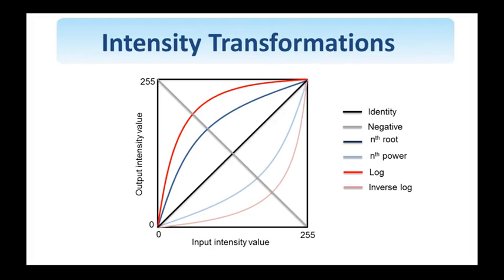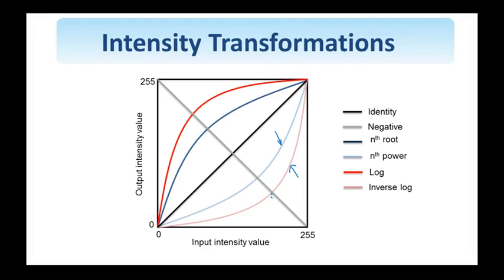Let's look now at the two nonlinear transformations that are below the diagonal. We have the inverse log here and the nth power transformation indicated by this curve. So the transformations below the diagonal do the reverse of the transformations above the diagonal. In other words, they compress the low intensity values while they expand the higher intensity values.